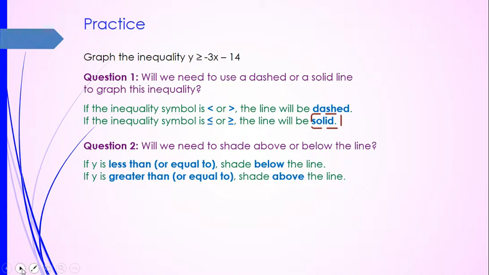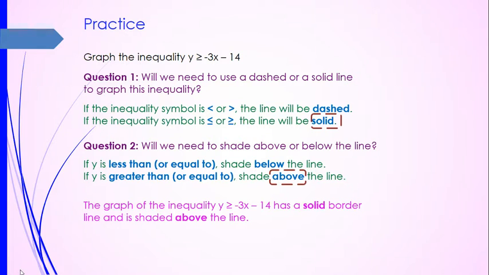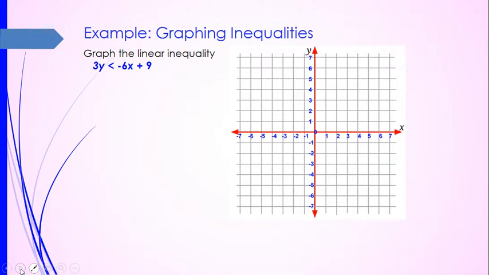If you said above, congratulations, right? Greater than or equal to, the shading is above. It's pretty easy to remember that greater is above and below is less, because that's what those words mean themselves. So let's go ahead now and use this information to actually graph something.